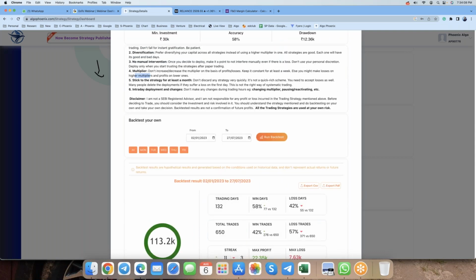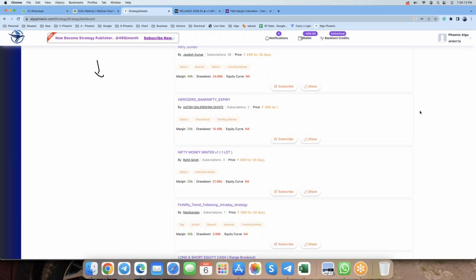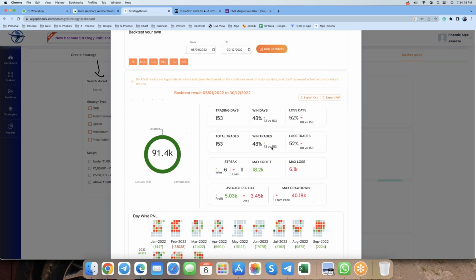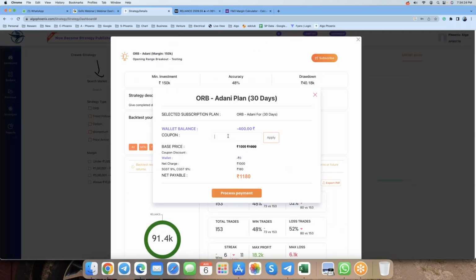You have to mention everything and put the backtesting in. So if somebody comes and sees it, it'll open the opening range breakout strategy. They will see what the description is all about. They will do a backtest, and if they're satisfied enough, they'll go and subscribe to the strategy.